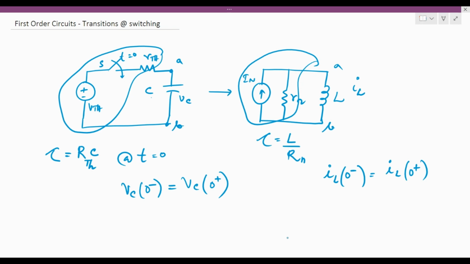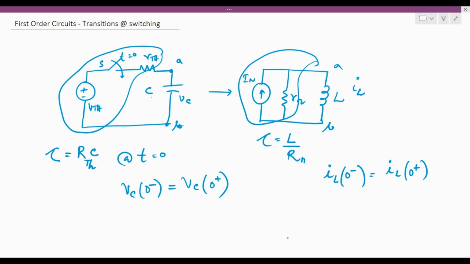So the first thing was that we can draw the equivalent Thevenin's or Norton's circuit and then connect the capacitor or the inductor and consider the time constant in this manner. The second point is we need to assume that the instant just before and just after switching, during those instances, the current in the inductor and the voltage in the capacitors will remain the same.